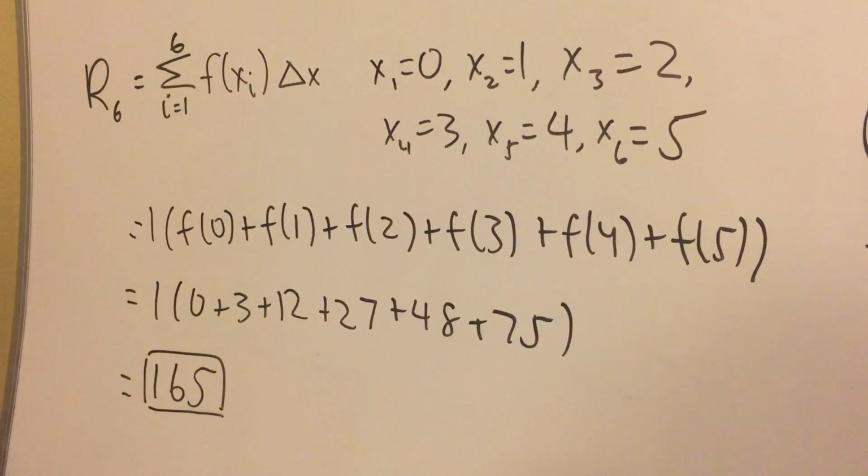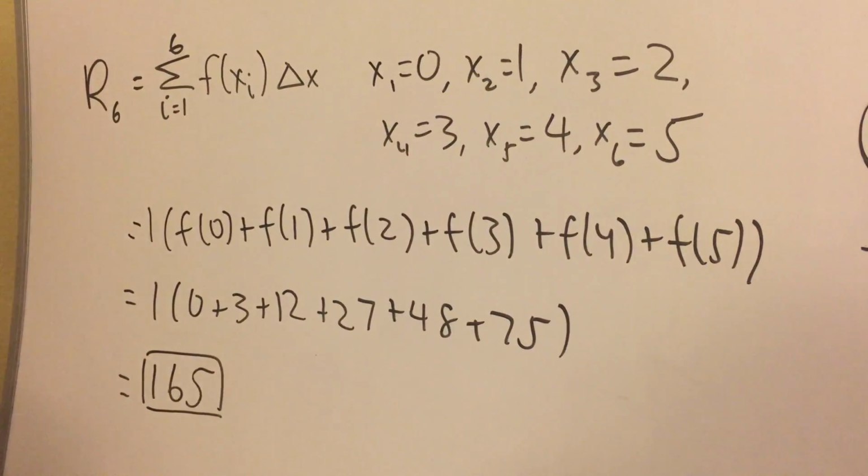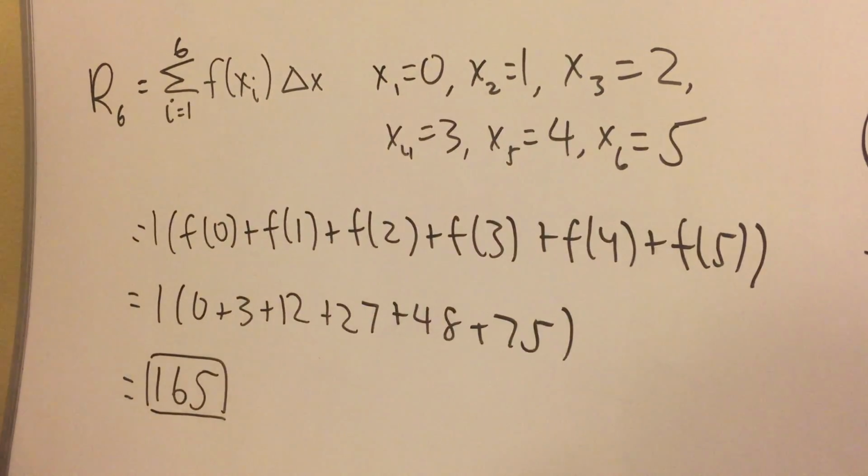A common mistake would be to find the wrong endpoints, like other than what the problem is asking. So make sure that when you're finding your xi values, pay attention.